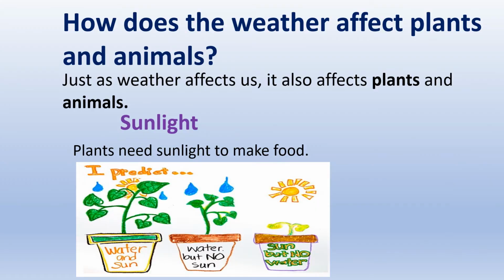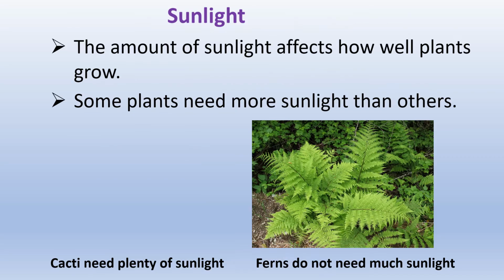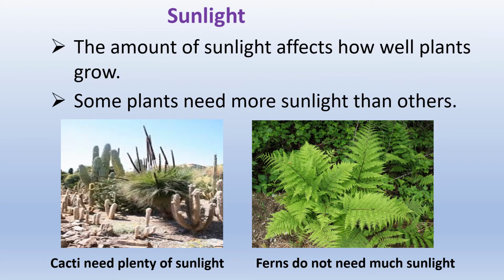Just as weather affects us, weather affects plants and animals. Plants need sunlight to make food. Some plants need more sunlight than others. Cacti need plenty of sunlight and they often grow in deserts. Ferns do not need much sunlight. They are often found on forest floors. Now, the amount of sunlight affects how well these plants grow.